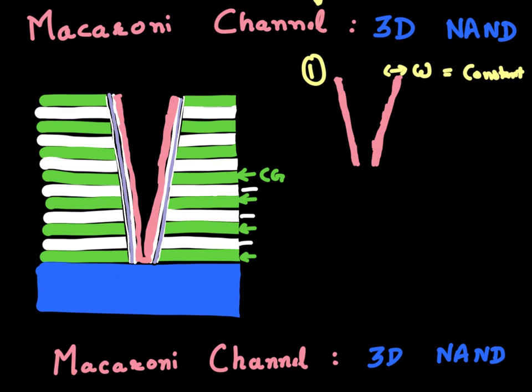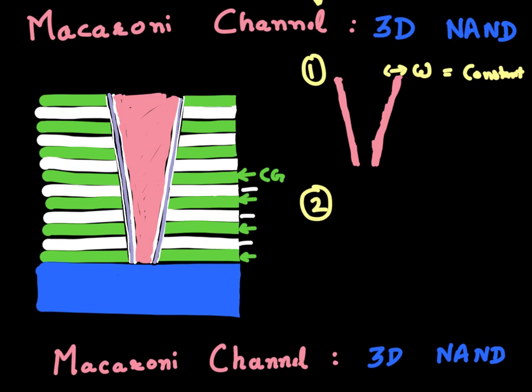Now, I can keep on continuing with this deposition, and eventually I can fill up the whole plug. I can fill up the whole plug with polysilicon, and this would be my bigger and more voluminous option, and I can call it option 2, where I essentially have a solid plug made out of polysilicon, which is acting as my channel material.